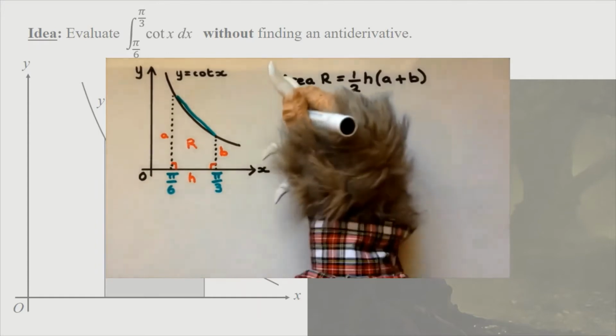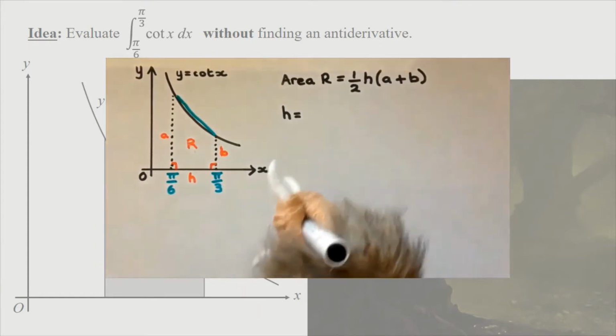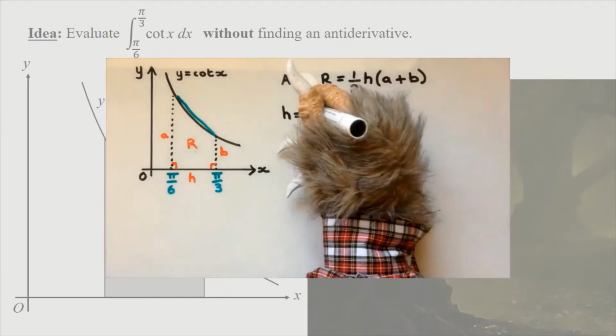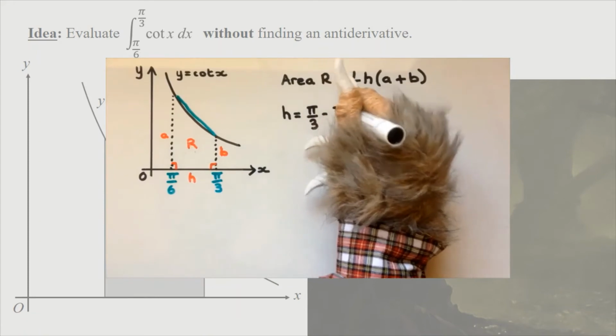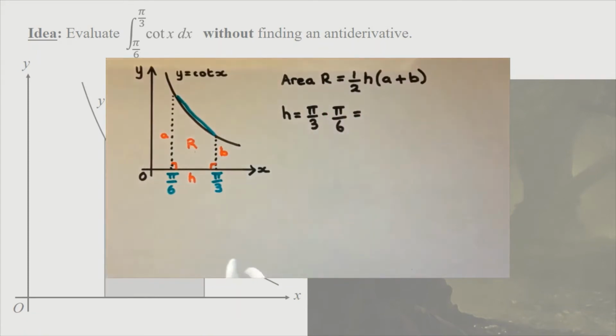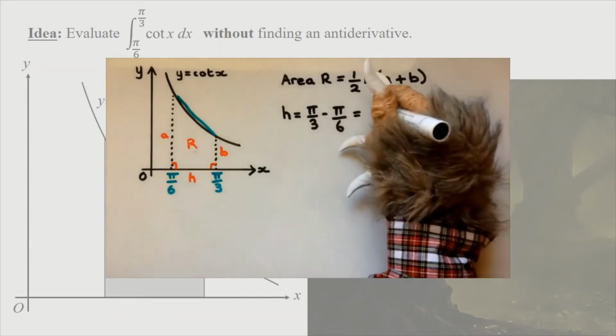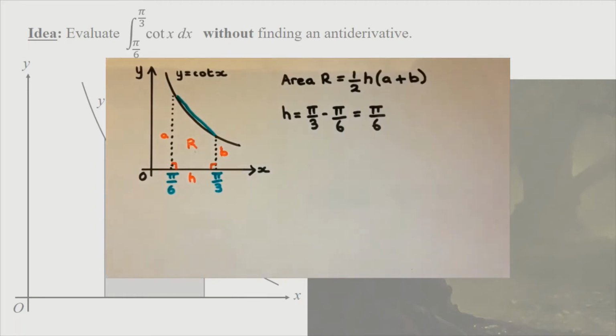So h is going to equal pi over 3 subtract pi over 6, which essentially is 2 pi over 6 subtract pi over 6, which is just going to give us pi over 6. So we've got our h, that's the distance between the two parallel sides. We can substitute everything now into the formula for the area of a trapezium.